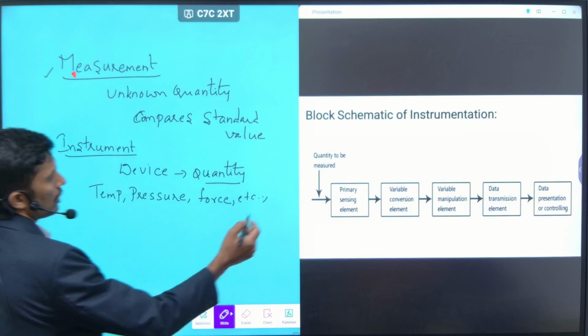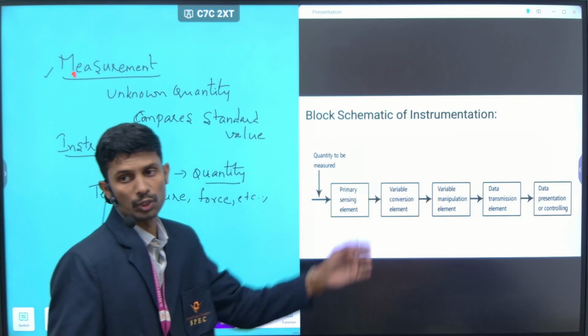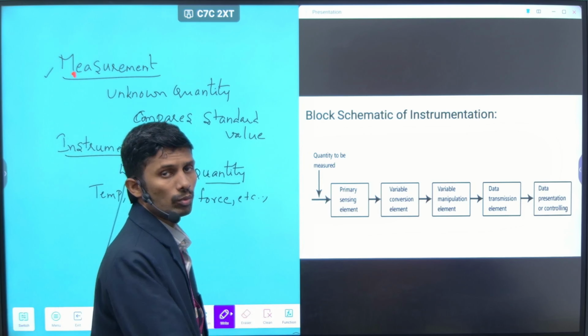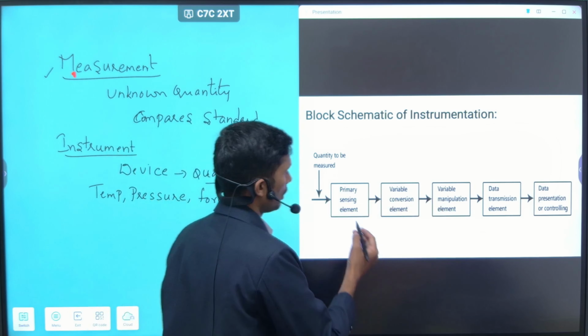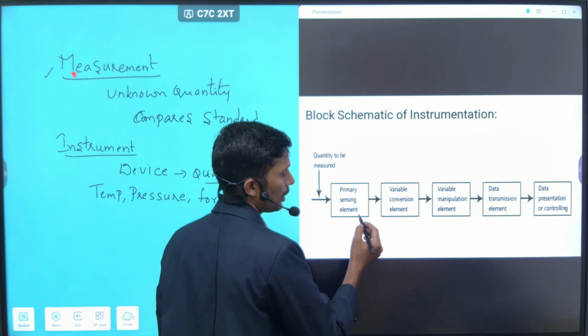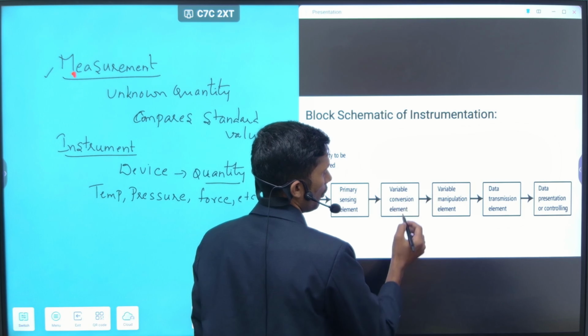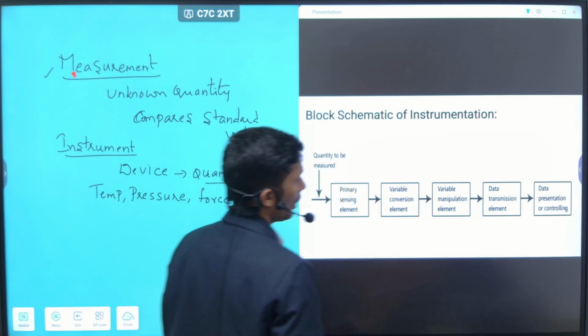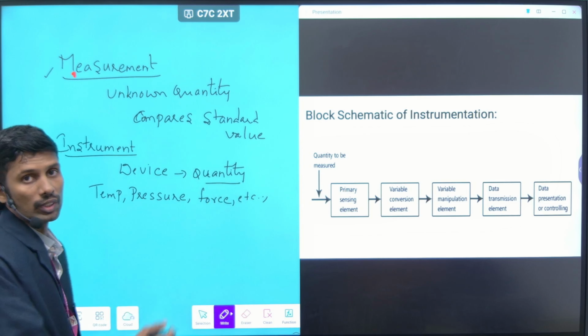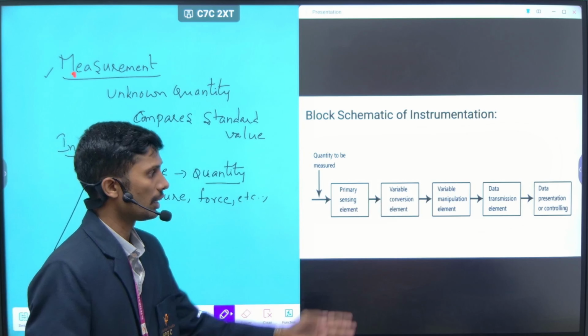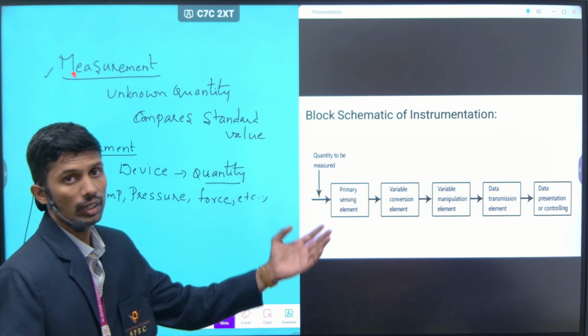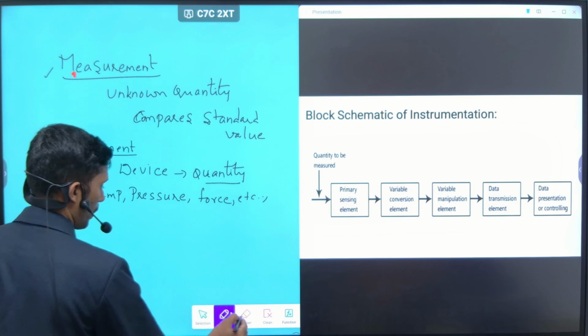So next, this one is the block schematic of instrumentation. In this block diagram we have different types of blocks. The first one is the primary sensing element, the second one is the variable conversion element, the third one is the variable manipulation element, the fourth one is the data transmission element, and the last one is the data presentation or controlling element.